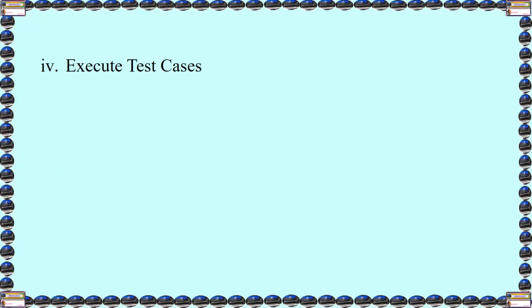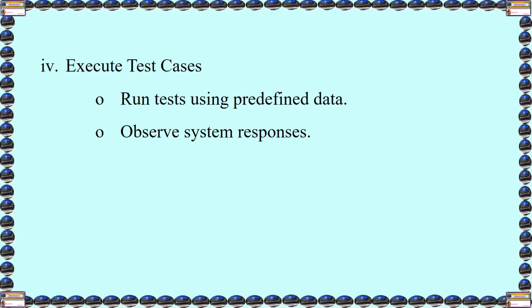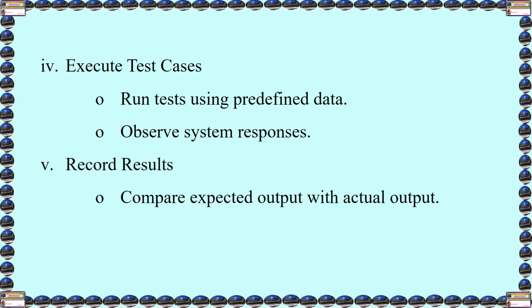Number four is to execute the test cases by running tests using predefined data, as well as observing system responses. Number five is recording the results. Here, you compare expected output with the actual output. You also record errors and inconsistencies.